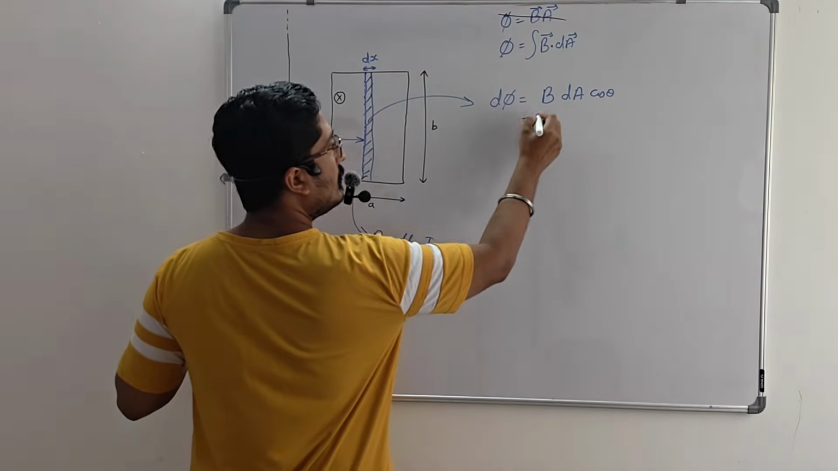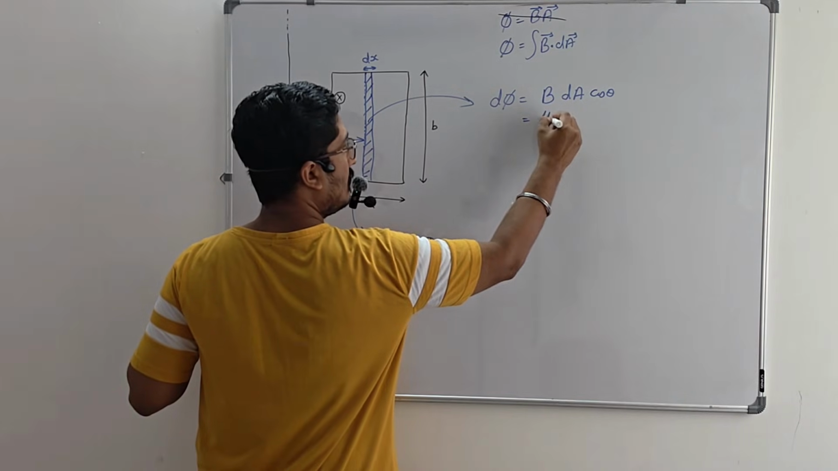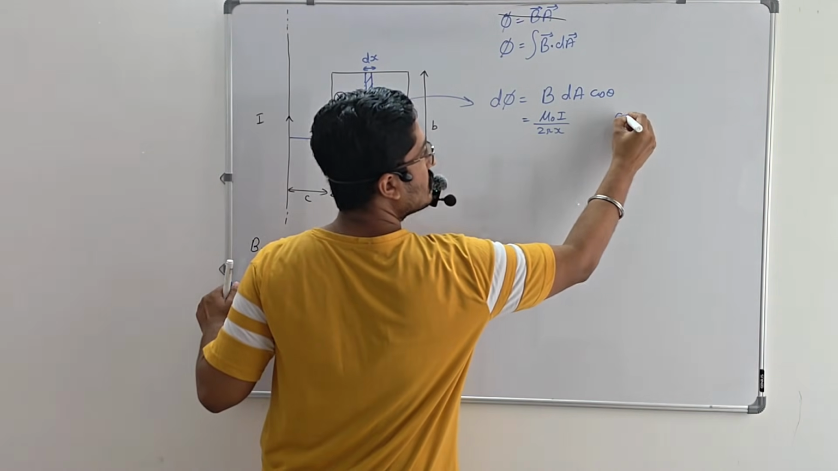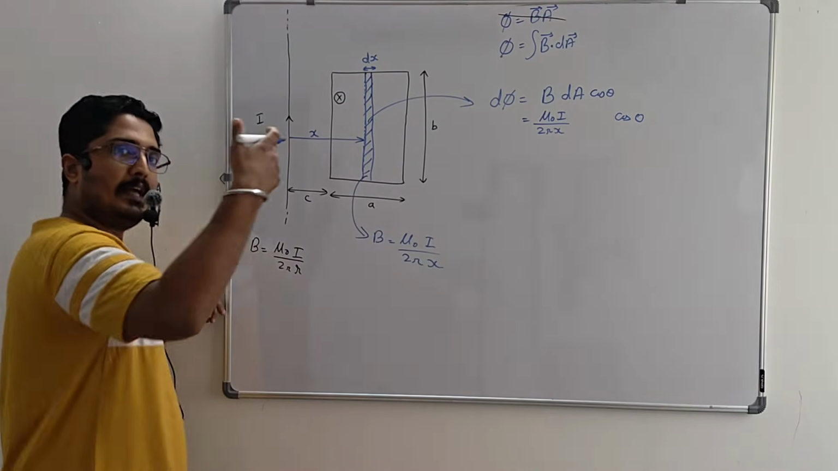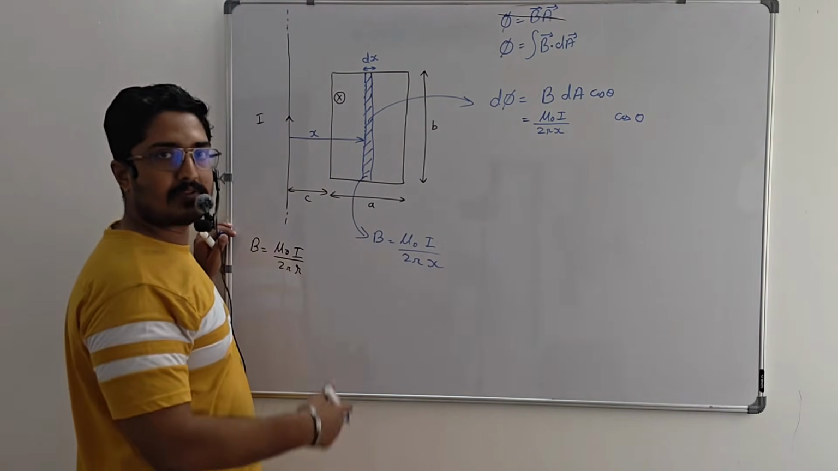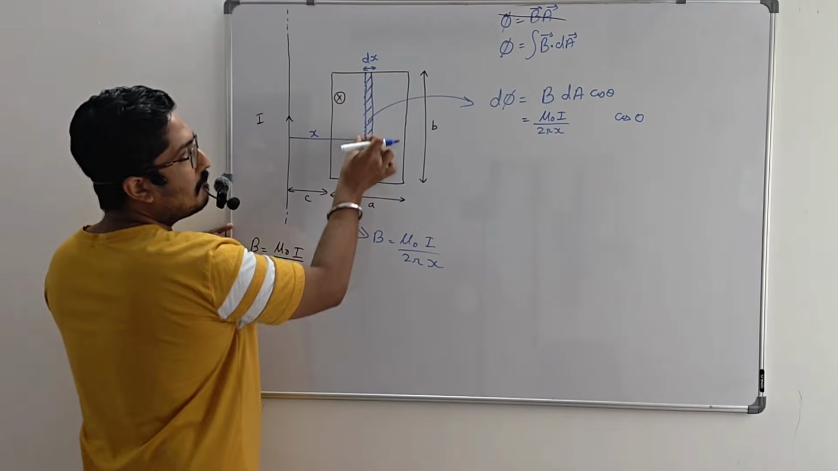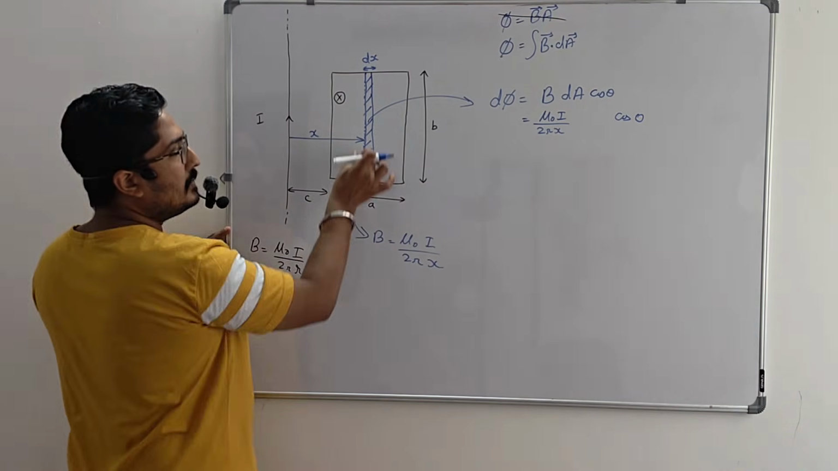So my equation will become now the B value, mu naught I by 2 pi x, area value should come, and then it should be cos of 0, because both the area vector and the magnetic field are in the same direction, that is into the board. What about the area of this strip? Because I'm finding magnetic flux for this strip right now.